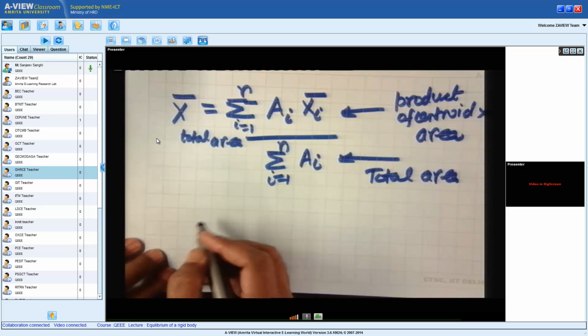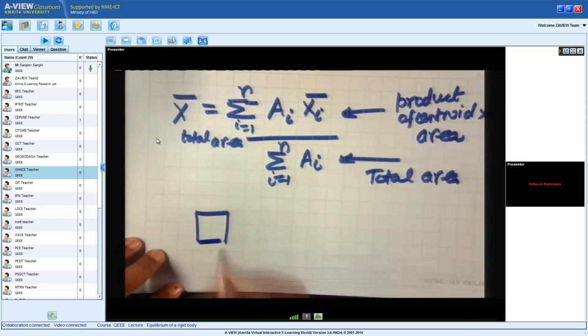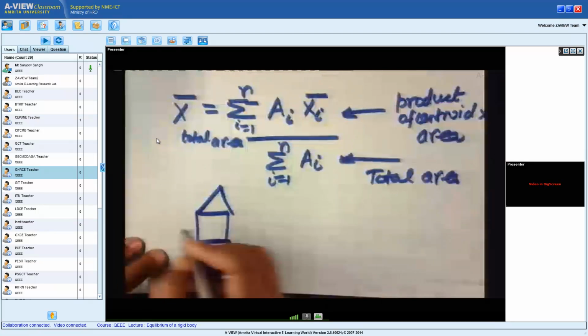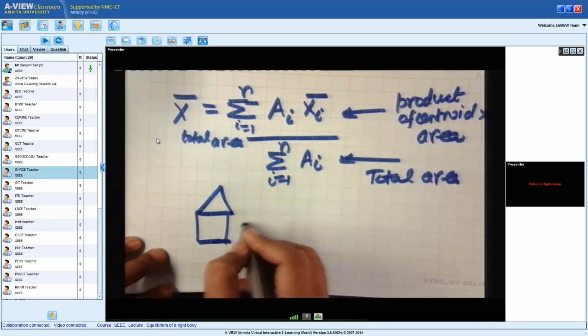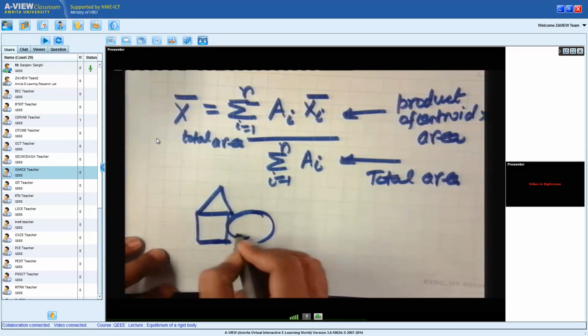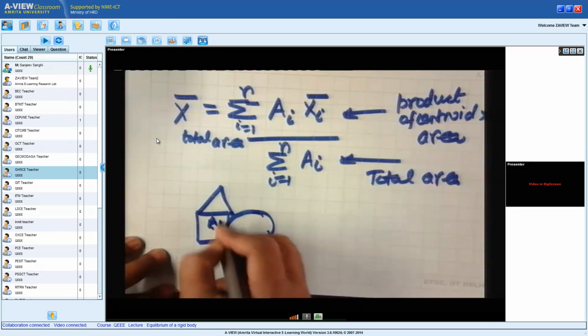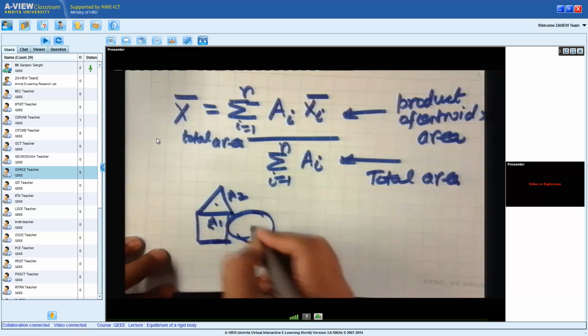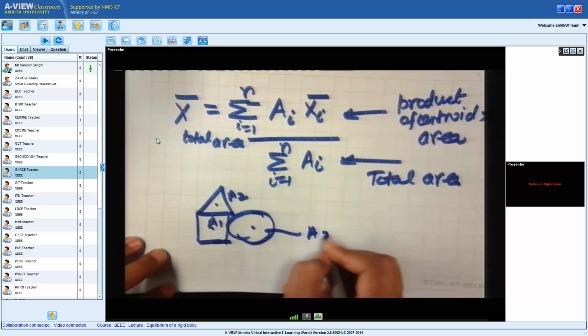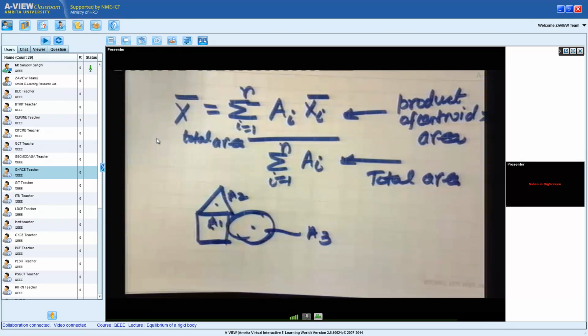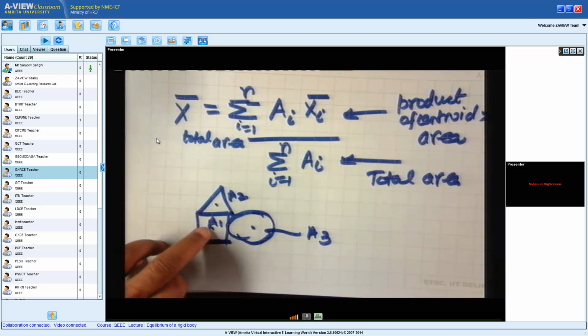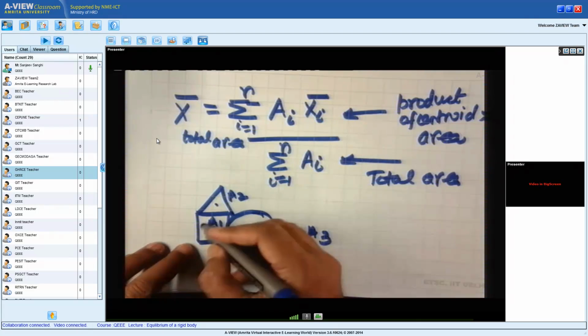So what I'm trying to say is, suppose you have a rectangle, a triangle, and let us say connected to this is a circle. So I can call this A1, this A2, and this area A3. And if I have to find the centroid of all this, I'll take the centroid of A1, which will be at the center here, and multiply it by A1.